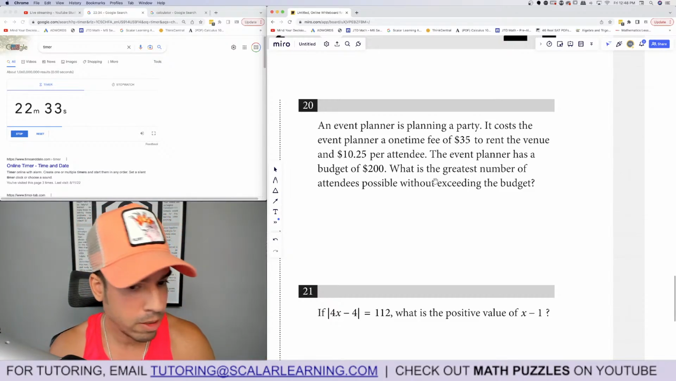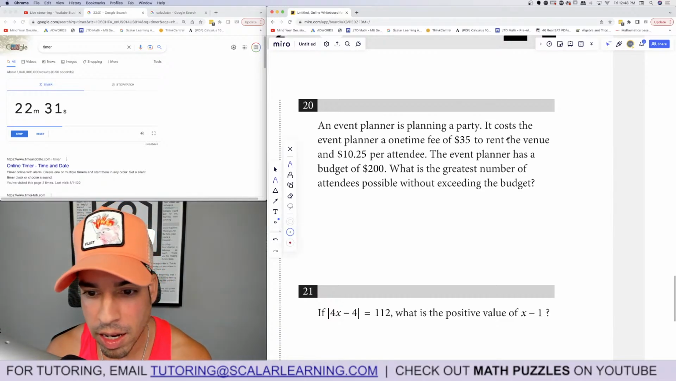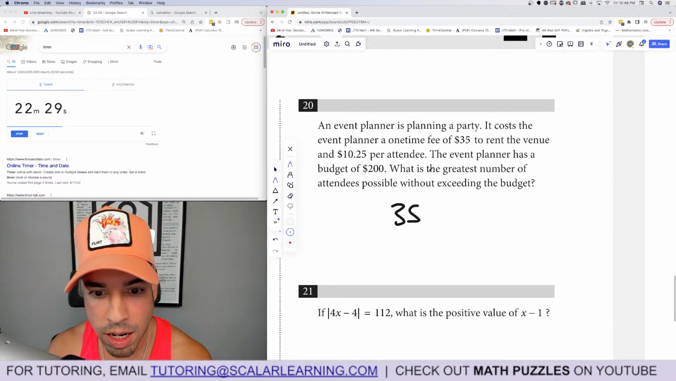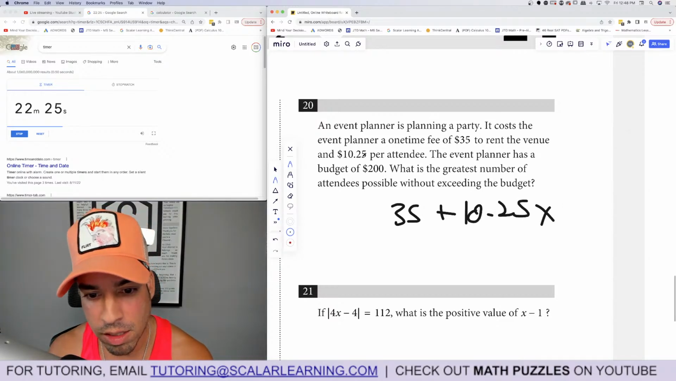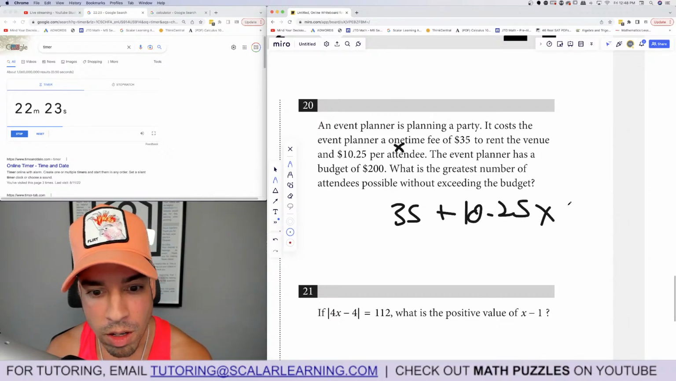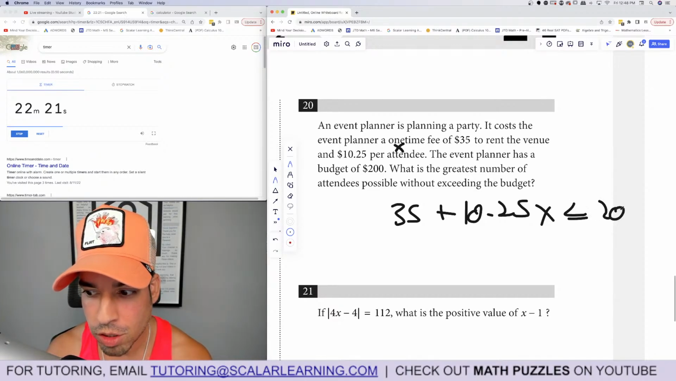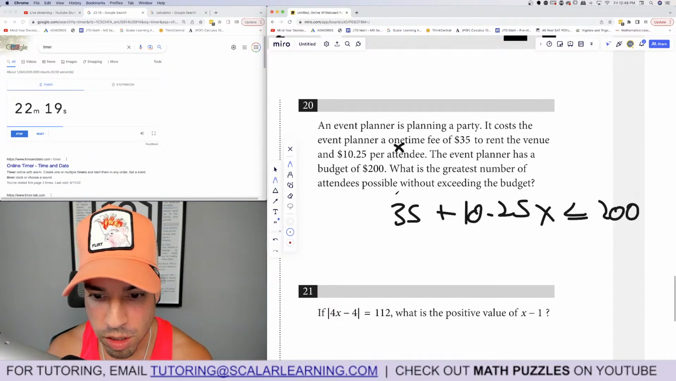An event planner is throwing a party. It costs the event planner a one-time fee of $35 and $10.25 per attendee. Let's say x is the number of attendees. They have a budget of 200, so it has to be less than or equal to 200. What's the greatest number of attendees?